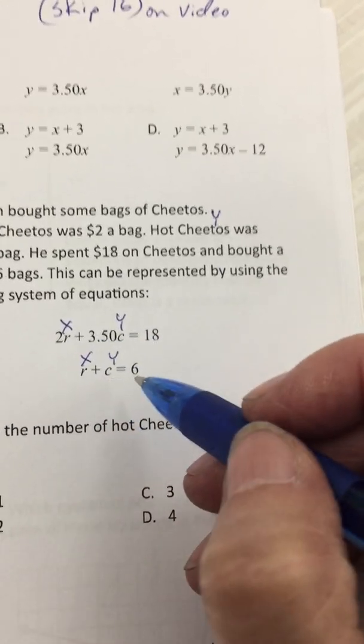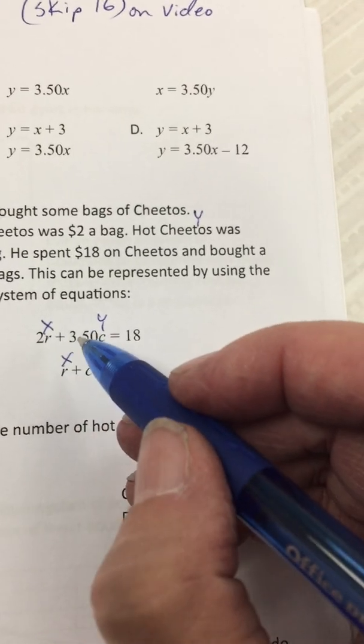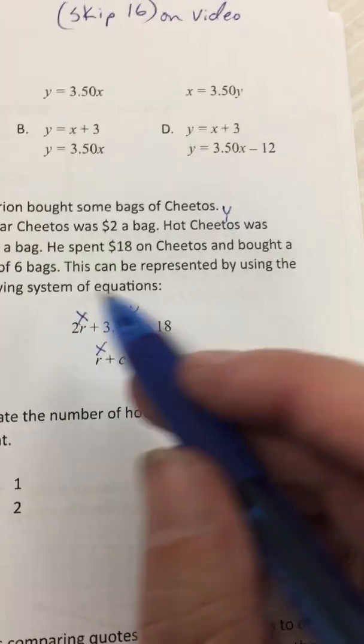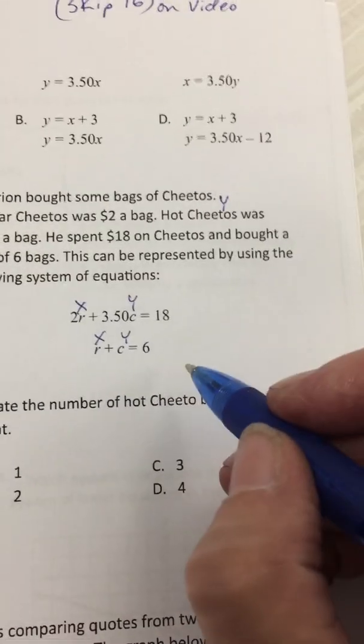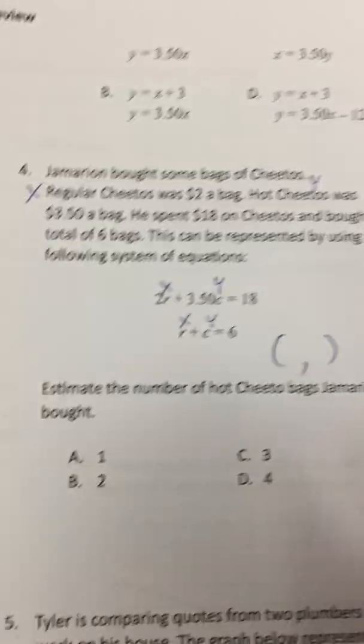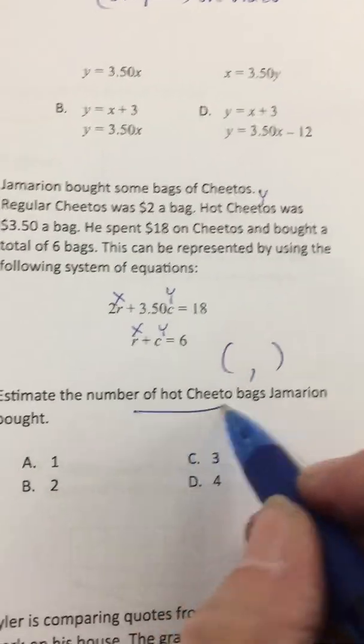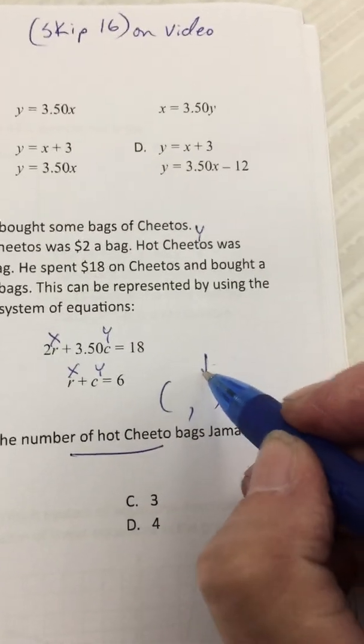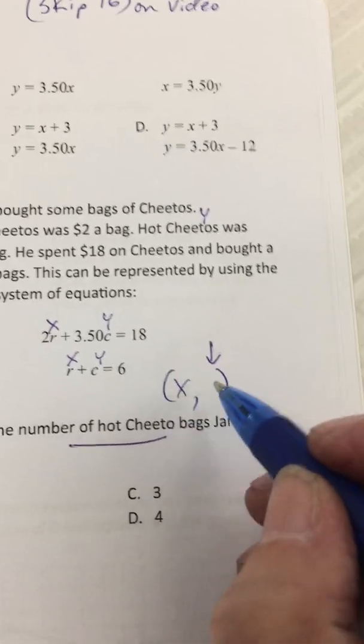So when I type these two in the calculator, I'm going to use 2x plus 3.50y equals 18, and x plus y equals 6. So I need to make it x's and y's. And when I go find the intersection, I am going to want to find the Hot Cheetos. Is the Hot Cheetos the X or the Y? It is the Y, so I want the Y number, because this is X and this is Y.